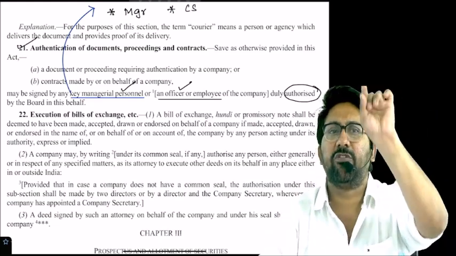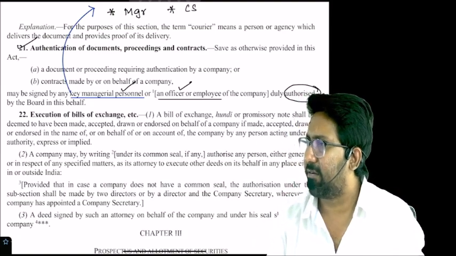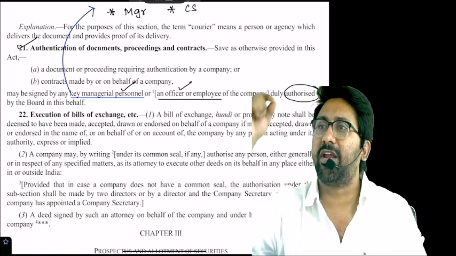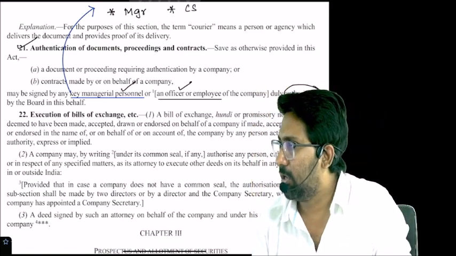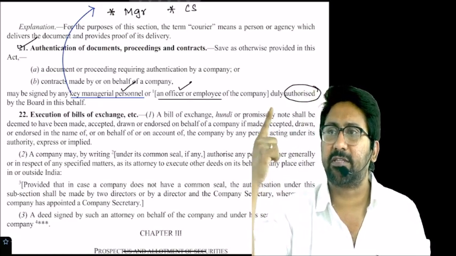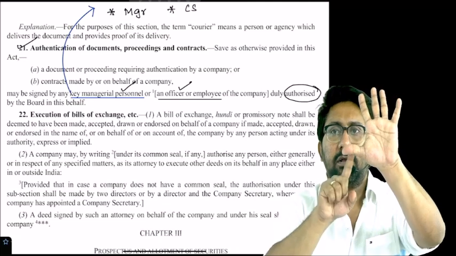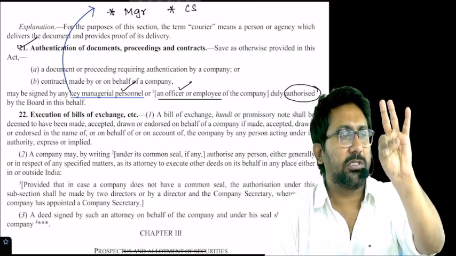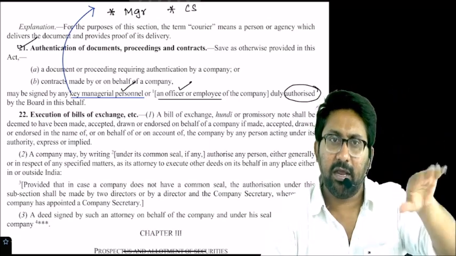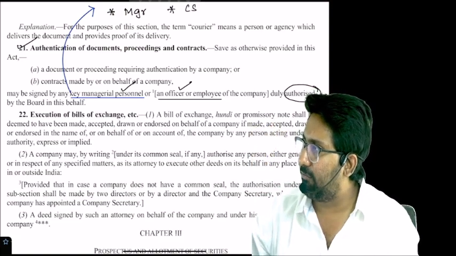Sir, everyone tell me 20, 21. Understood? Yes, let me summarize. I will ask you questions, answer fast. Point number 1. Tell me. ROC wants to communicate with the company. Where to send? No mistakes. What are the 5 modes available? Registered post, speed post, courier, hand delivery, electronic means. Done. Over. Next, the company wants to communicate with the ROC.